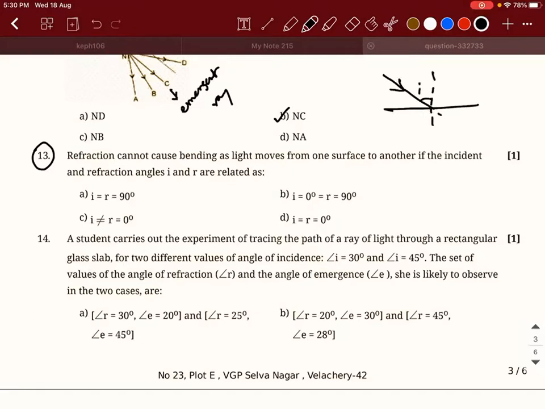Sir, is it option D, sir? Option D. Actually, I'm able to see that both I and R are 0. I'm able to see both options. When the angle of incidence is equal to angle of refraction is equal to 90. Okay, this is 0.